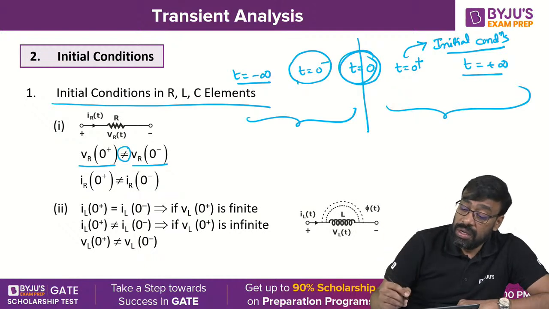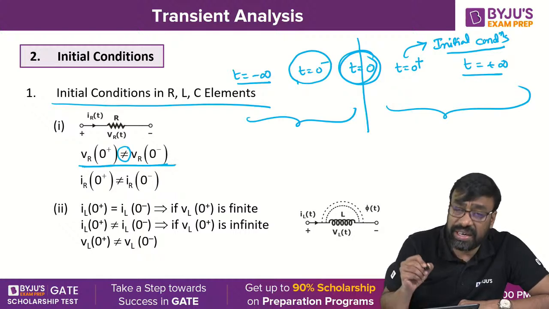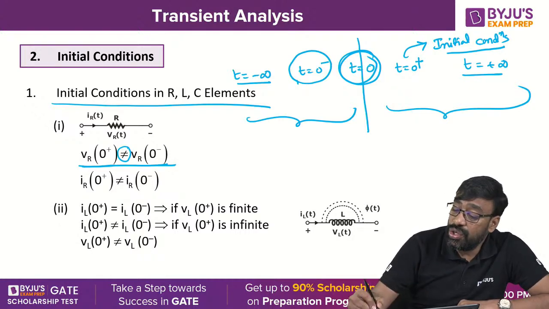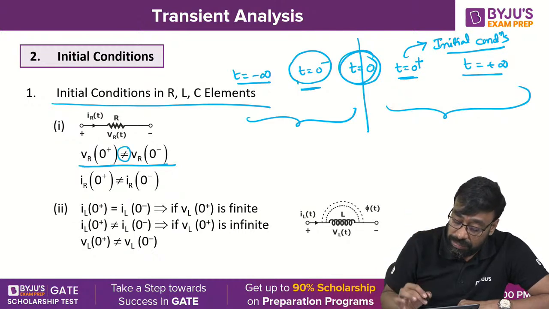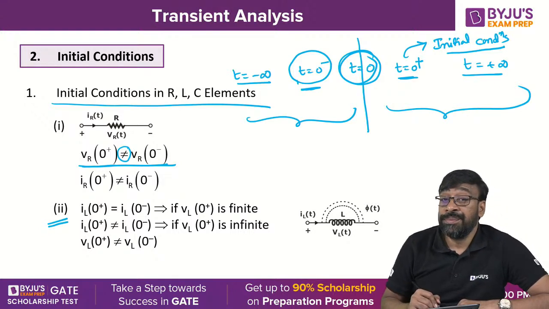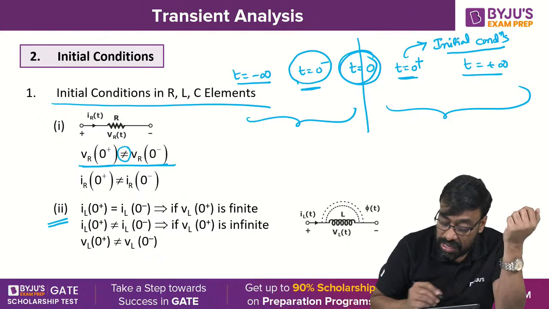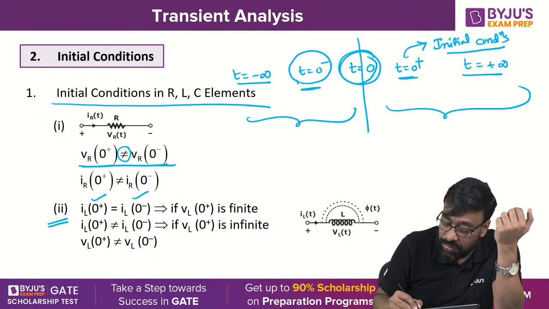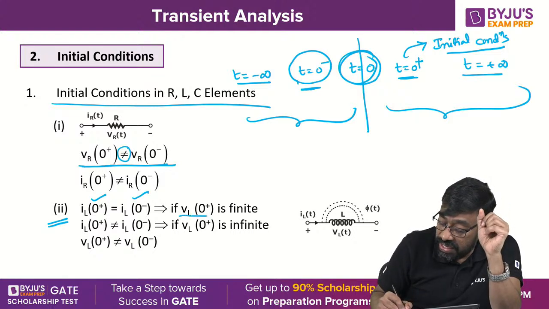Now, current through the resistor and voltage across the resistor may change instantaneously. That is why 0 plus conditions are not the same as 0 minus conditions in the case of a resistor. But when it comes to the inductor, current through the inductor may not change instantaneously. Therefore, IL of 0 plus is equal to IL of 0 minus, provided the voltage across the inductor is finite.